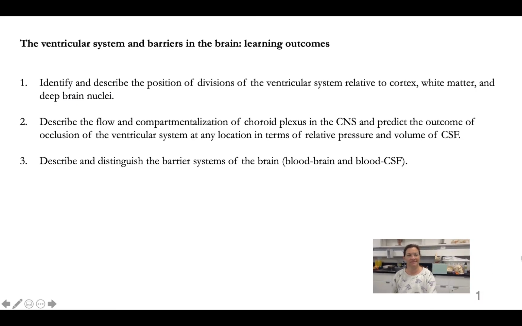All right, so today we're going to talk about the ventricular system and barriers in the brain. And so we know from 326 that we use the ventricles, particularly in imaging and section, to identify where we are in the brain. So they're very useful landmarks.